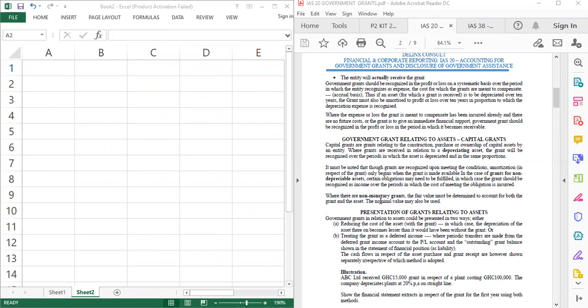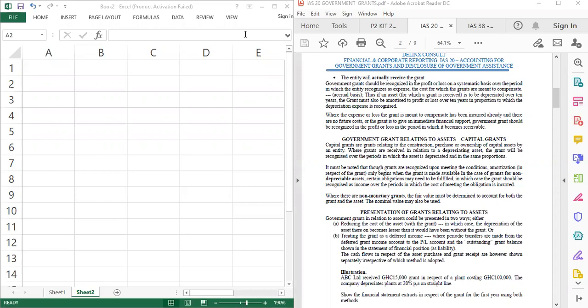Illustration 1. After the presentation of grants relating to assets, ABC Limited received 15,000 grant in respect of a plant costing 100,000 Ghana cedis. The company depreciates plants at 20% per annum on a straight line. Show the financial statement extract in respect of the grant for the year using both methods.